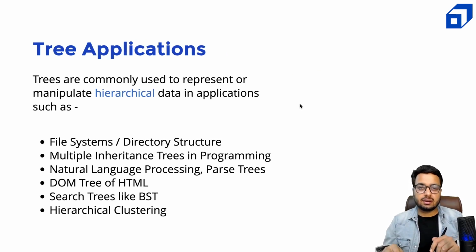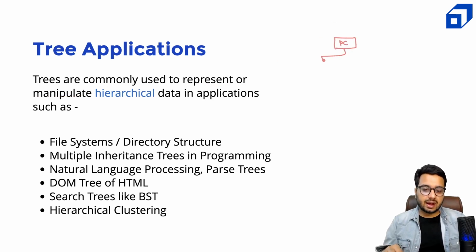So that is tree data structure. Now let us talk about where this data structure can be used, how it can be helpful in computer science. Basically trees are used to represent or manipulate hierarchical data in applications such as file systems or directory structure, right? So all of you have worked with a file system. So what happens in a file system? You say, okay, I have my PC. In this, I have certain drives: C drive, D drive, E drive, right? And then inside this, I have folders: F1, F2, F3, F4. And here also I have folders, then I have subfolders, right? Maybe I have photos here, maybe I have some documents here, right?